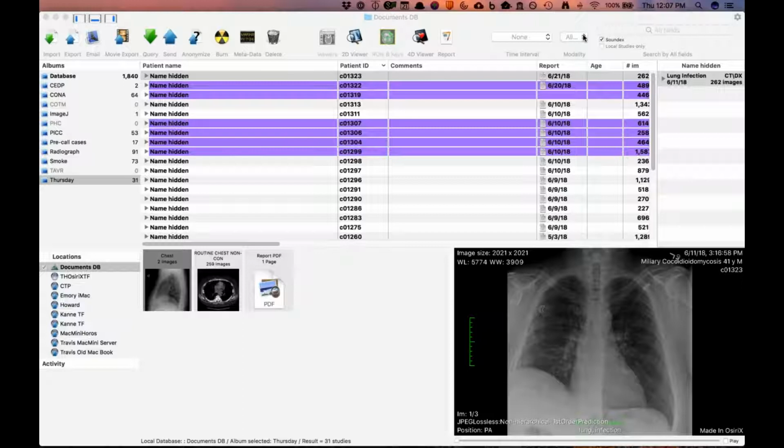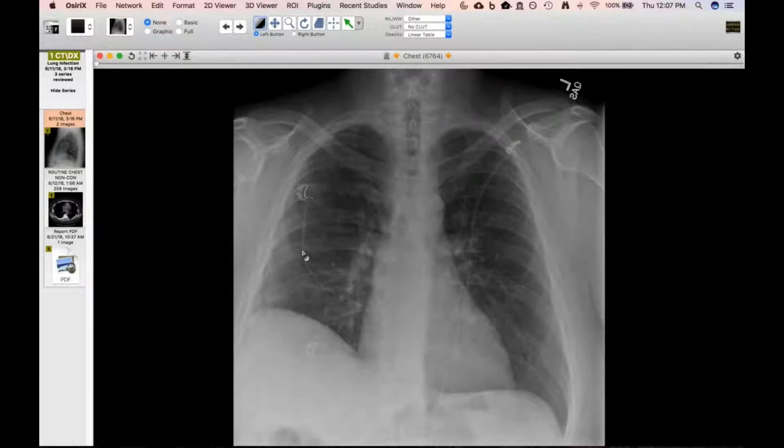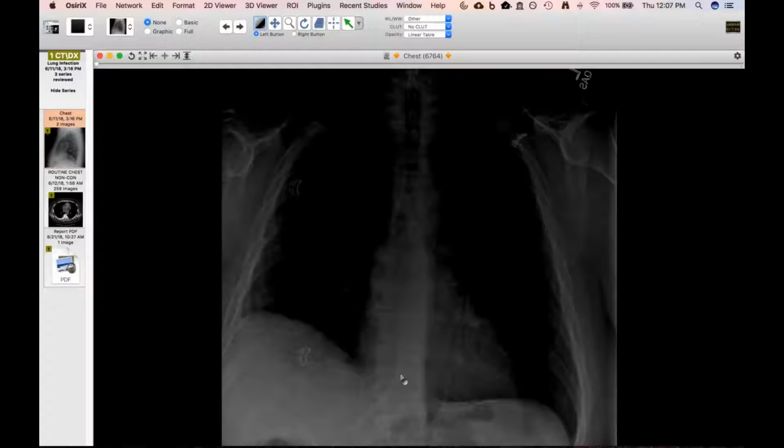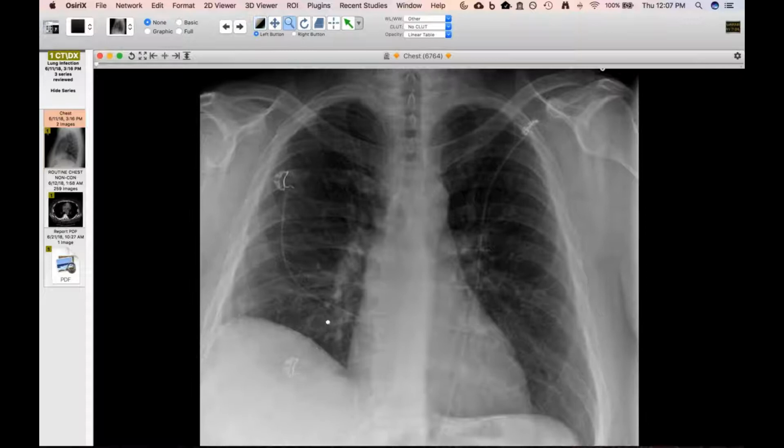Okay, you should see my database here. This is a patient who recently came in. He has an elevated right hemidiaphragm, probably related to his liver transplant that he's had in the past. You can see he's got some surgical clips in his upper abdomen. He also underwent a kidney transplant at the same time. So he's immunosuppressed and comes in with a few weeks of worsening dyspnea.